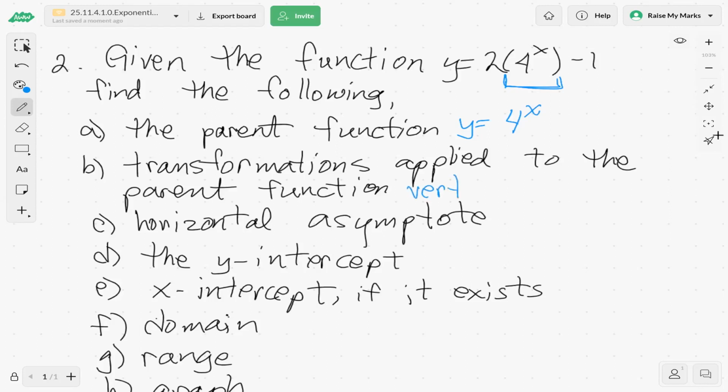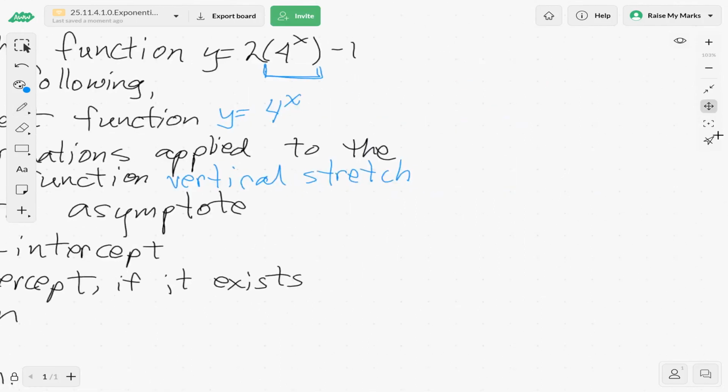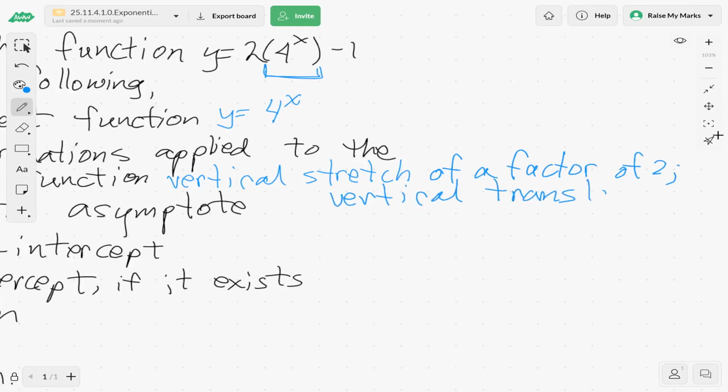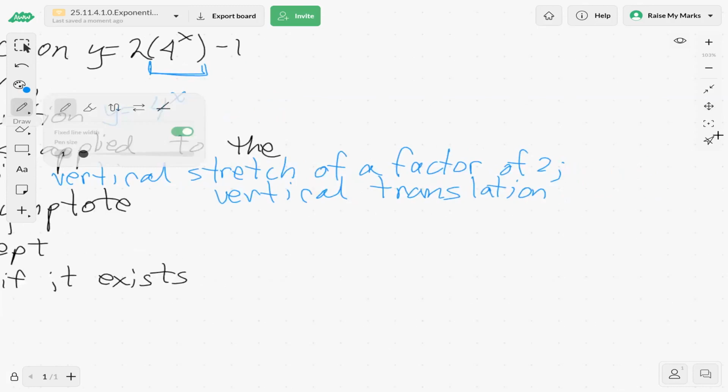Vertical stretch. Running out of room. A factor of 2 and vertical translation down 1 unit. All right.